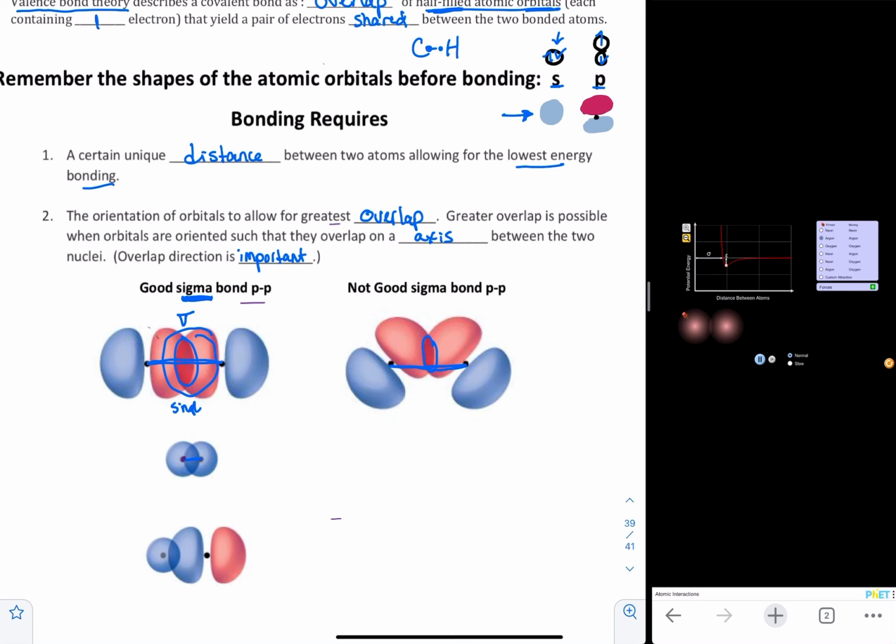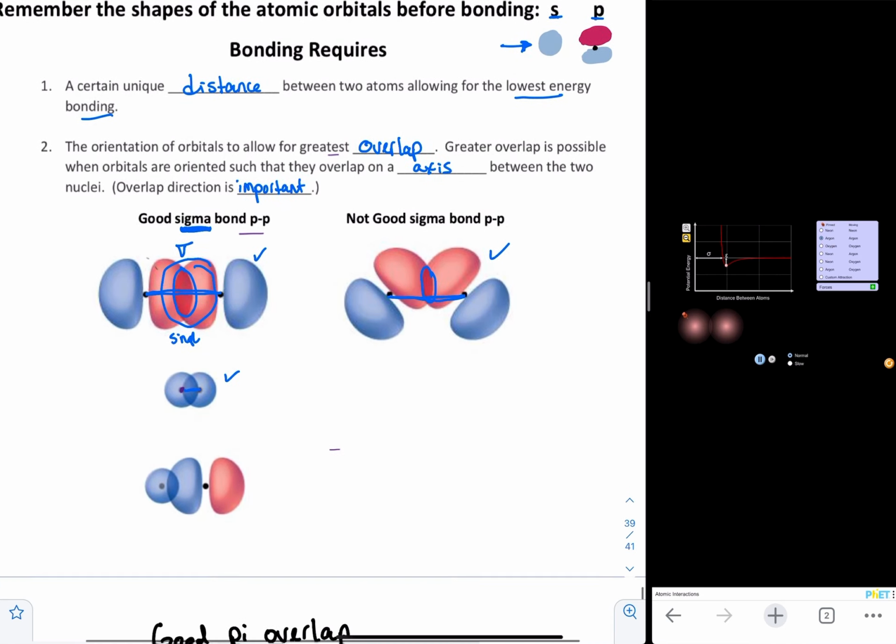This would be an example of when you have two p's overlapping. This is two s's. You can't get it wrong with two s's. And then this is what you want for an s and a p. You don't want this one right here. It might feel like it should go there, but you don't want it there. There are some phasing issues. So you want it to be directly between those nuclei like that.